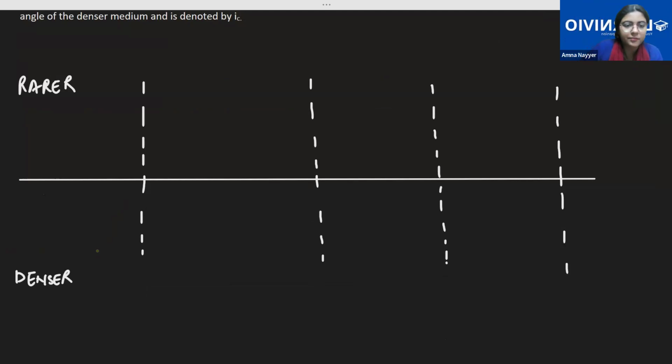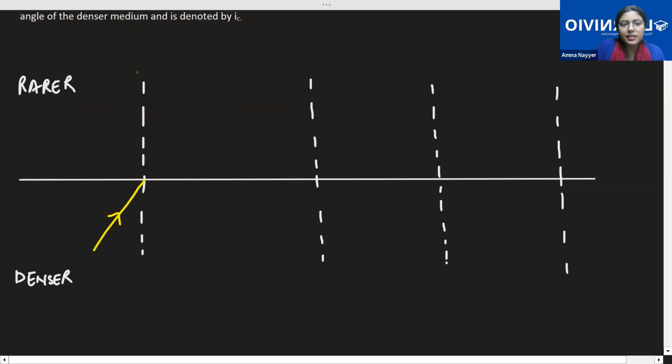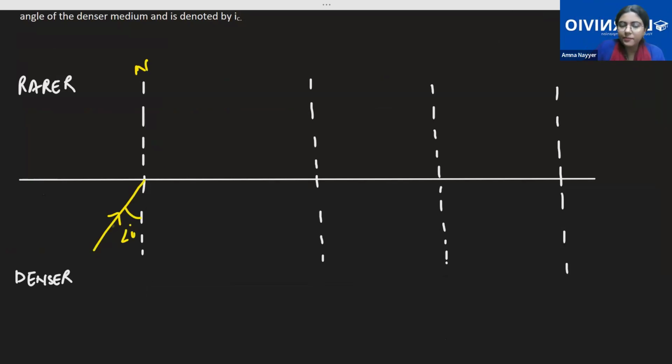This is our incident ray. Let's say here we have the incident ray. So this is the normal, and this will become the angle of incidence. Similarly, we get an angle of refraction here. The light ray will bend and this will be the angle of refraction. This is the incident ray, this is the refracted ray. This is what normally occurs.